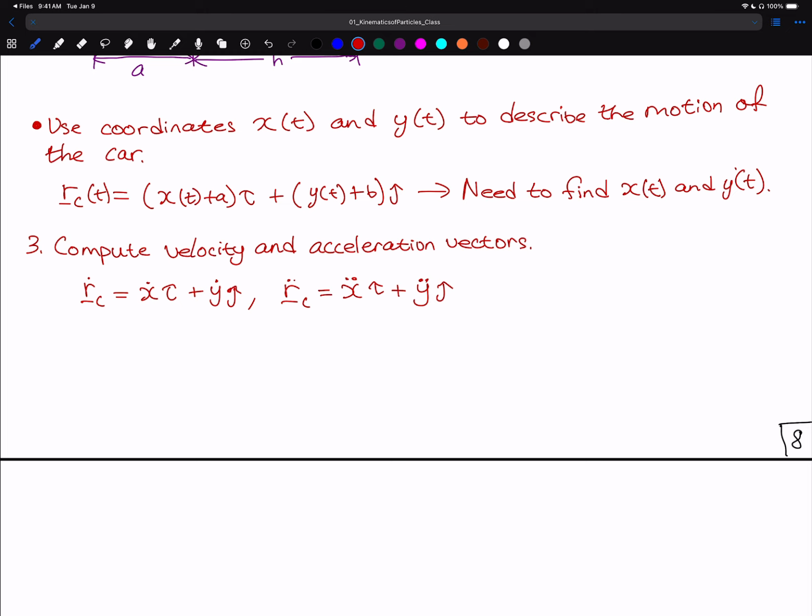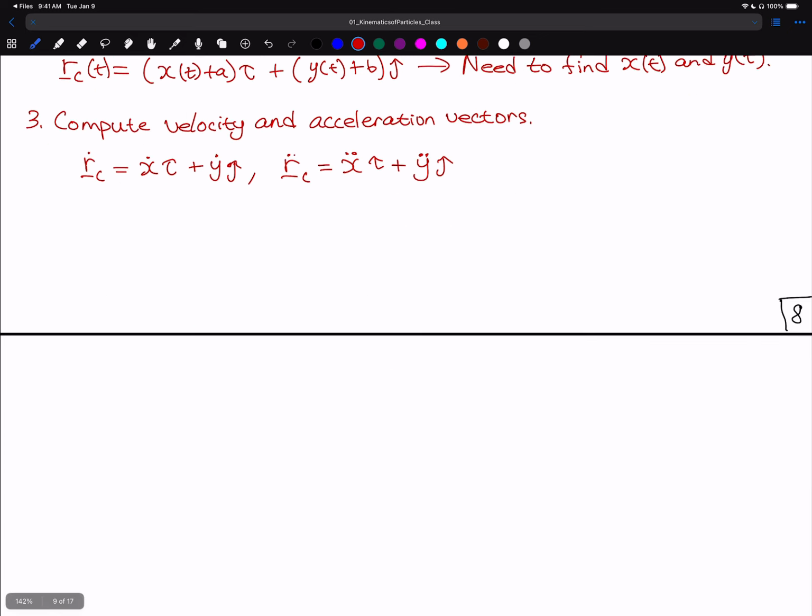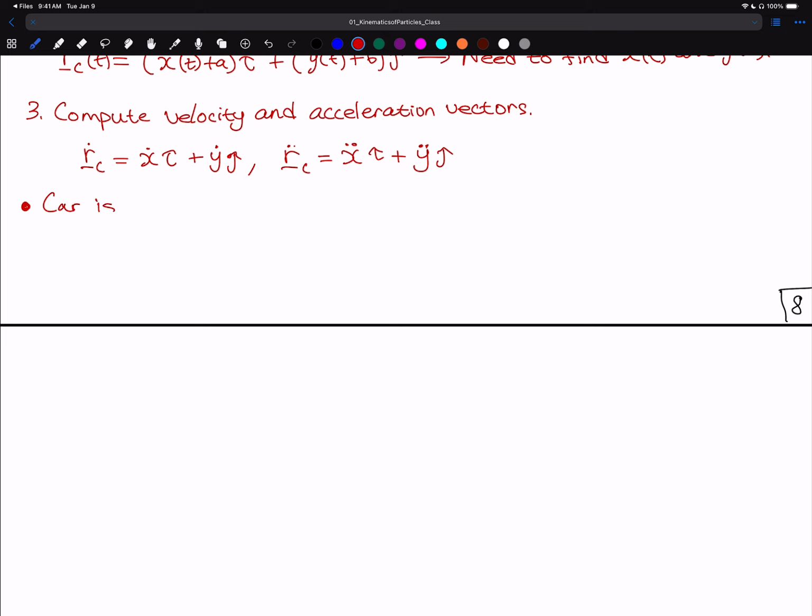Something that we know is that once the car leaves the ramp, it is going to be in free fall. It will have motion in both the I and j directions, but it's going to be uniformly accelerated downwards in free fall. So we'll add a little bullet here, and we will say that the car is in free fall after leaving the ramp.